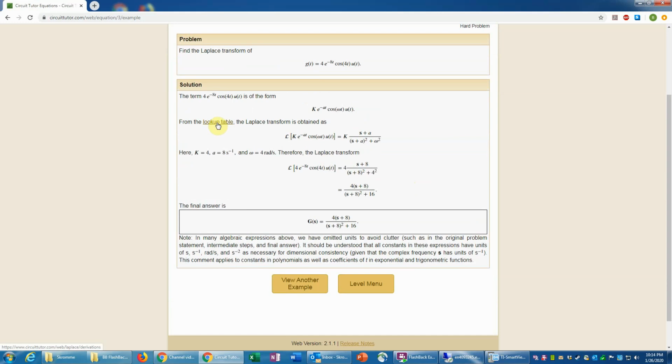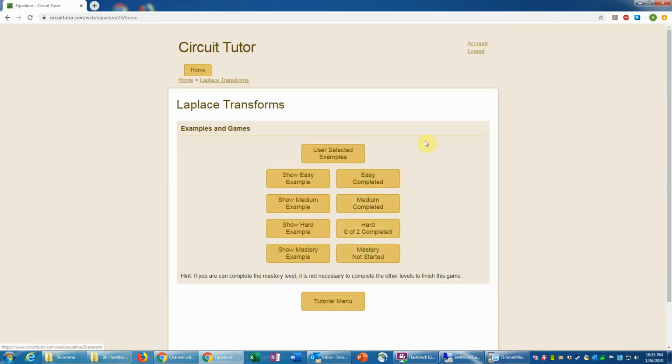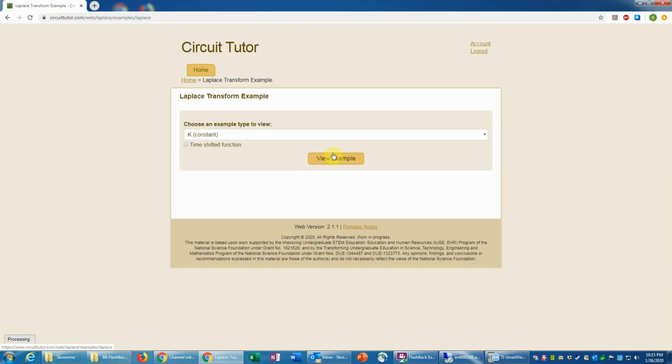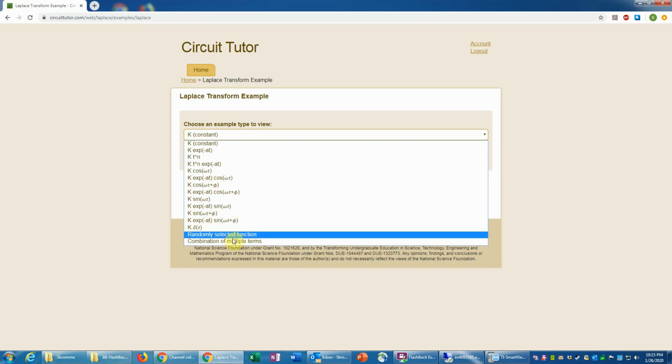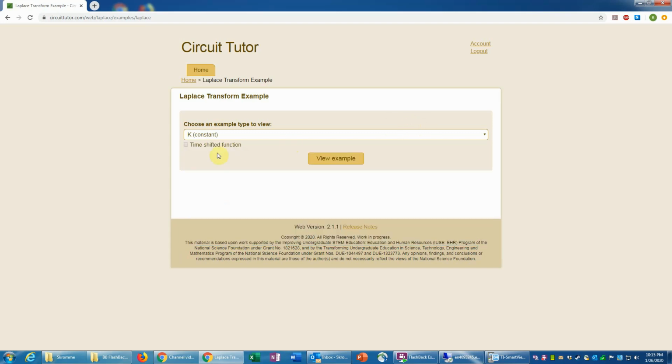And of course there's always a link to the Laplace Transforms table there if you want to refer to that. So that is available. If you have any difficulty with the exercises, it would be a great idea to look at some examples. There are also user-selected examples available in this particular game, and that's where you choose a particular type of function for which you want to see an example of a Laplace transform being computed. And you can also make that a time-shifted function if you wish by checking that.